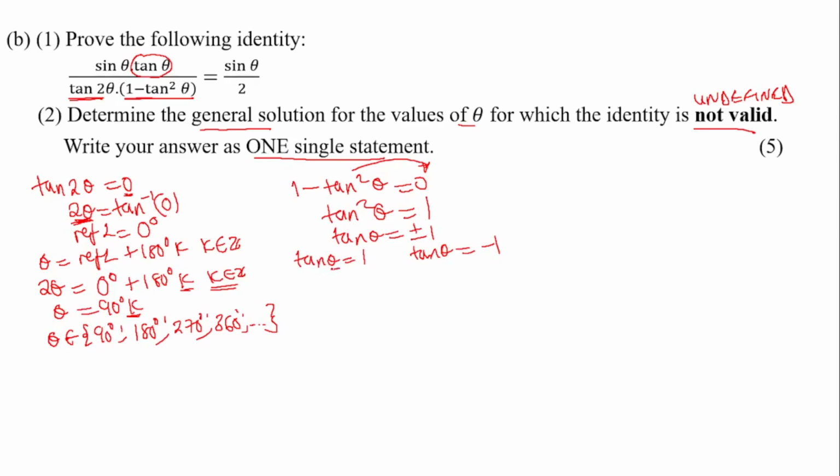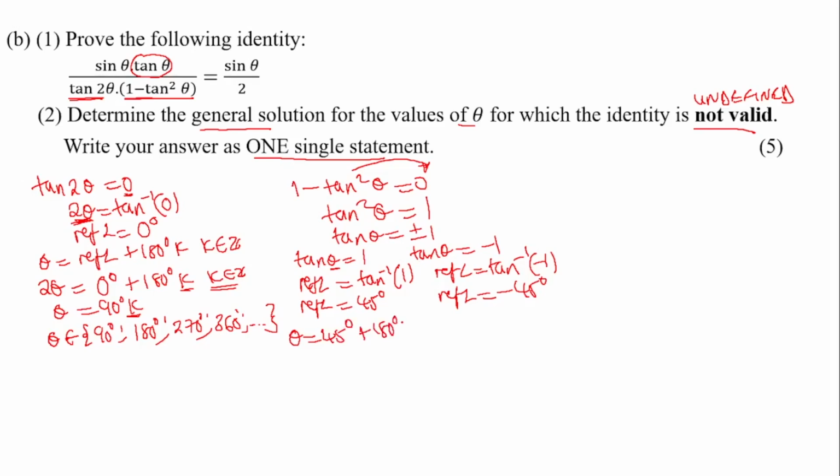Let's have this one arctan. So our reference angle here is going to be arctan 1, which gives a reference angle of 45 degrees. And on this side, our reference angle is going to be arctan -1, so our reference angle is -45 degrees. Okay, come to our general solution. So it means theta is going to be 45 degrees plus 180 degrees times k, where k is an integer.